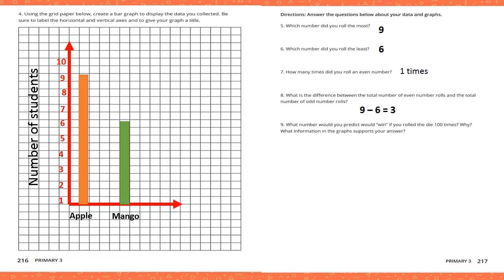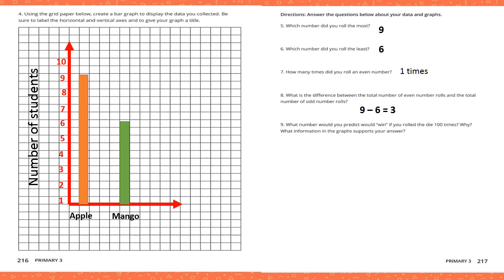Turn to page 217. Answer the question below about data and graph. We studied the graph before in grade 1, grade 2, and the first time in grade 3, and now. So it's very easy. Which number did you roll the most here? The most here is apple. Which number here is the most? Number 9. Here we ask about the numbers, not the name of the food. Which number did you roll the least? The least here is 6.